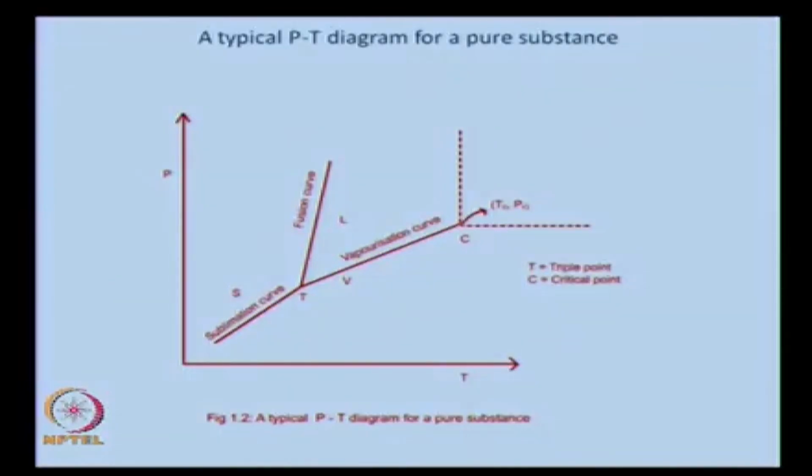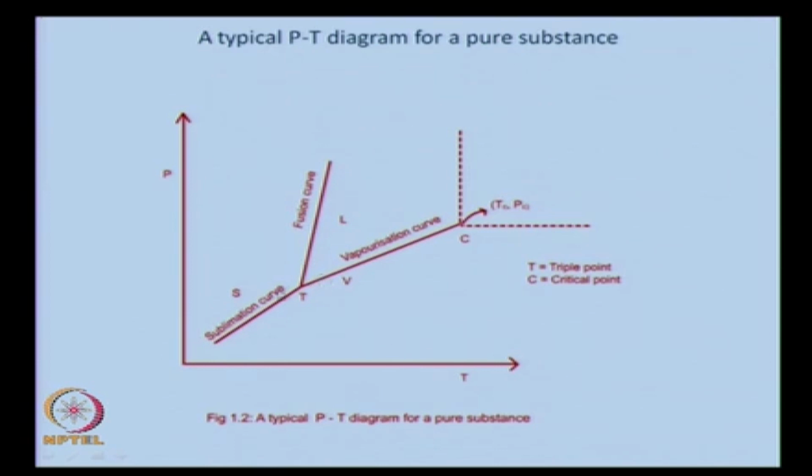This is a typical PT diagram for a pure substance, P on the y axis and T on the x axis. In this region, what I mean by the region, the combination of temperature, pressure values. In this region of temperatures and pressures, the substance is a solid, which is indicated by S. In this region of temperatures and pressures, the pure substance is a liquid, and in this region of temperatures and pressures, the pure substance is a vapor.